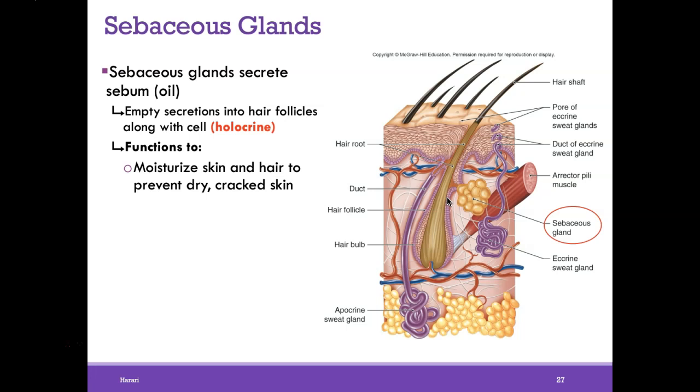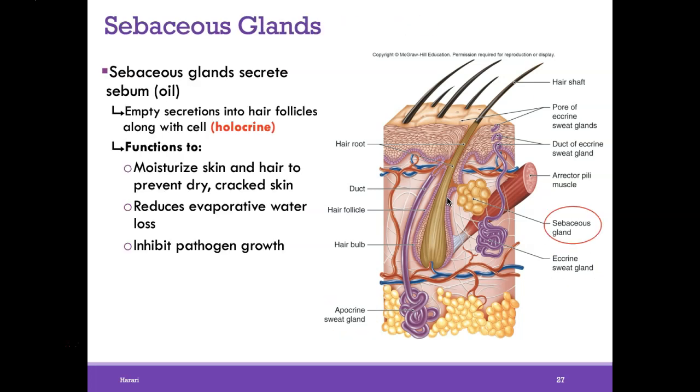Right? We need constant moisture on our skin. We don't want it to dry out. We don't want water to be lost. So this oily layer prevents any excess moisture from being lost, reducing evaporative water loss. It can also help prevent us from having pathogens grow on us, so that oil can inhibit anything growing.